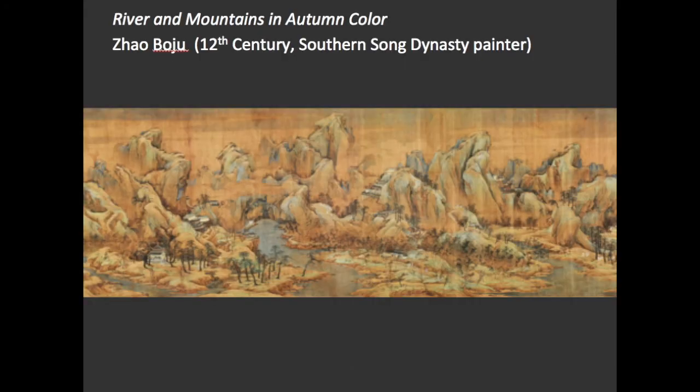The monumental mode often allowed for large passages of empty space within the picture plane. This is in contrast to the space of the courtly mode, which is exemplified here in River and Mountains in Autumn Color. The space in the courtly mode was crowded. It was filled with mountains and trees and buildings and bodies of water.